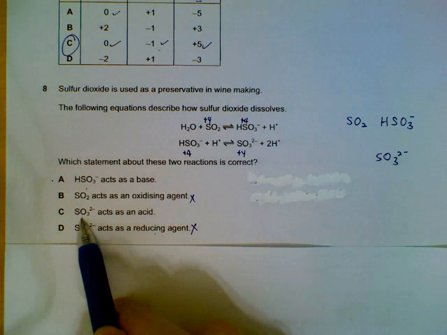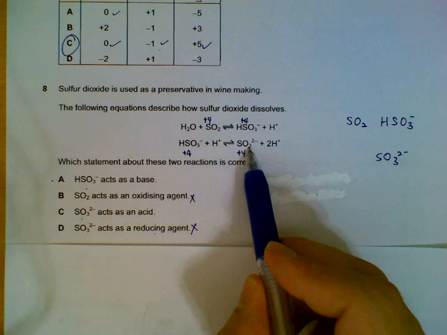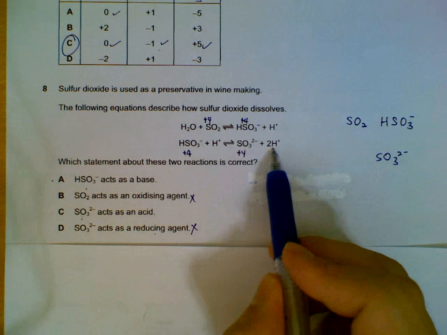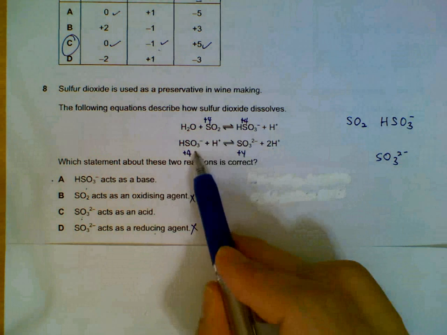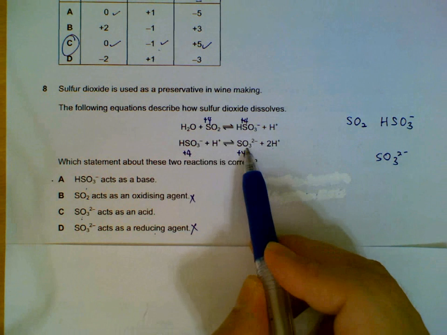C, SO32- acts as an acid. The species is here. You can see that it actually takes in a proton to go backwards. It's actually a proton acceptor. So if anything, it is a base.